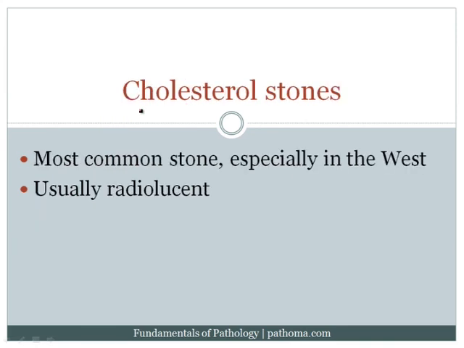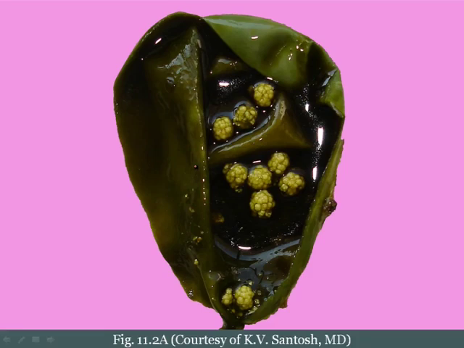Cholesterol stones are the most common type of stone, especially in the West, and they're usually radiolucent, so they don't show up on X-ray. They can, on rare occasions, show up on X-ray, especially if there's associated calcium, but generally speaking, they're radiolucent. Here's a picture of cholesterol stones, and the key thing here, you can see that this is the gallbladder, and the most important thing is that you see these yellow stones, and that's the characteristic of cholesterol stones, that they have a yellow color.